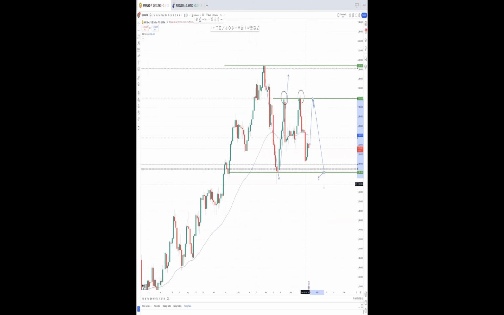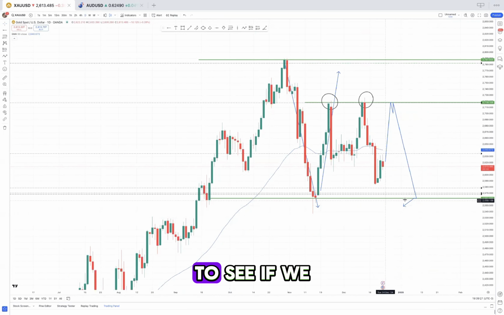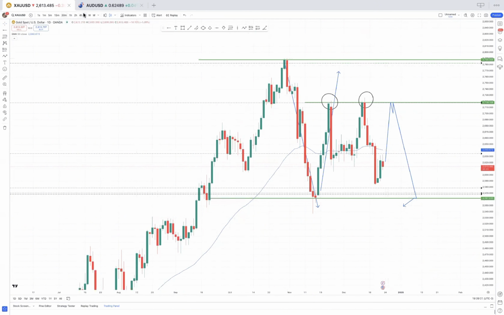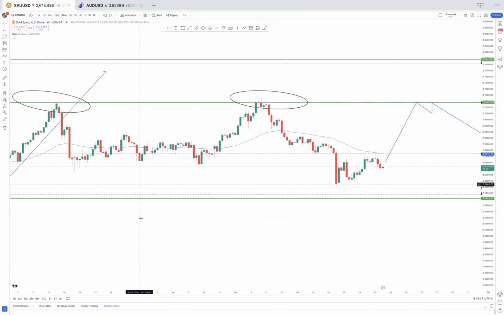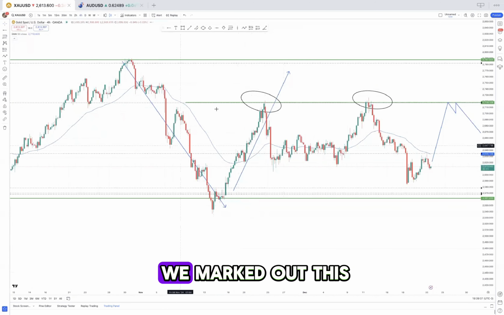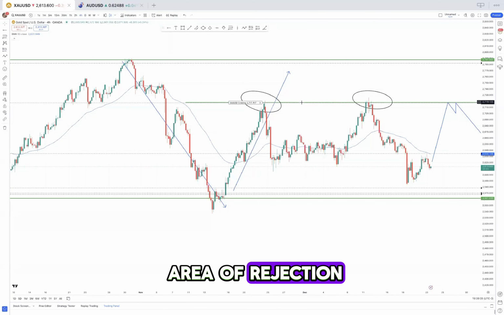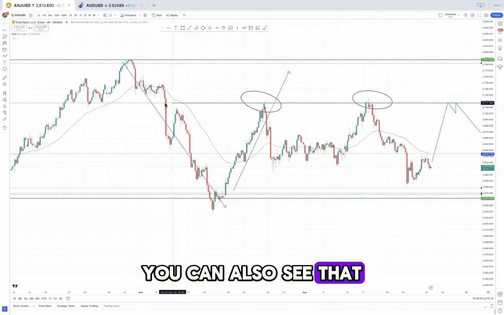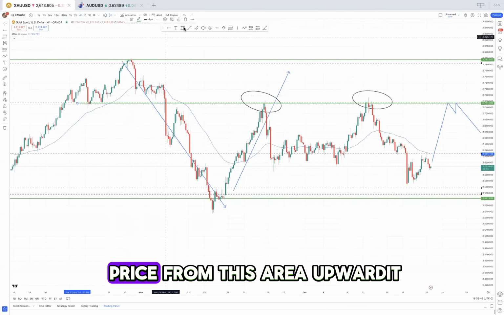this support area. So let's move to 4 hours to see if we can still get more valid resistance and support areas. So moving to our 4 hours, you can see what we mapped out, this area of rejection, multiple rejections. If we extend it, you can also see that it has also rejected price from this area upward.